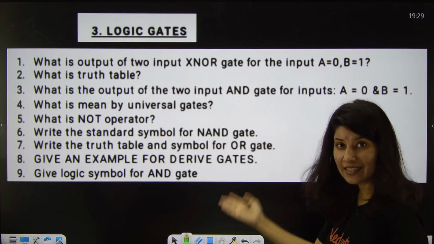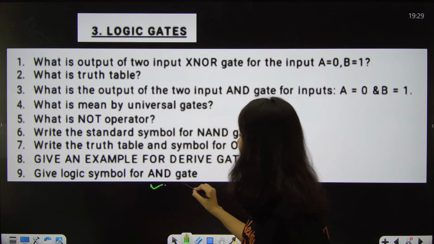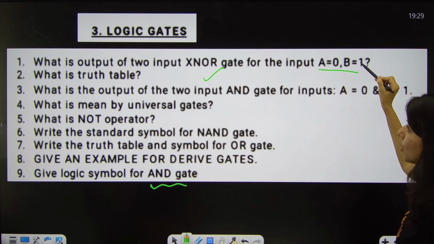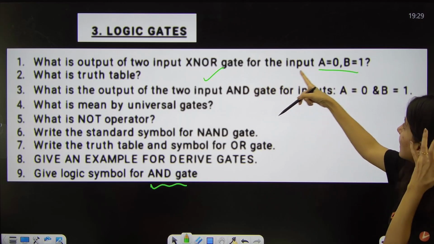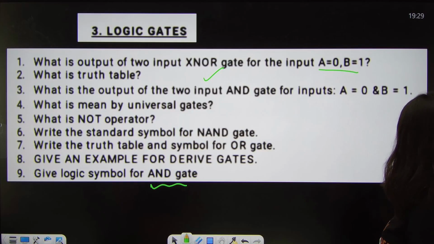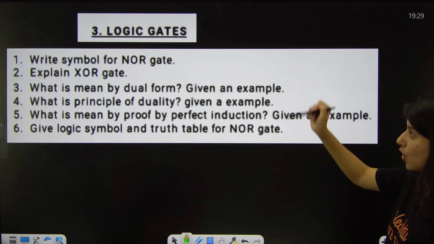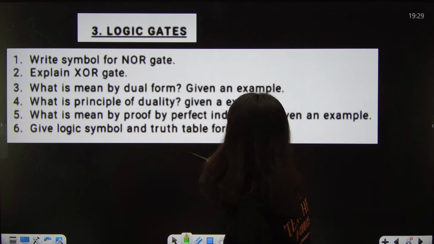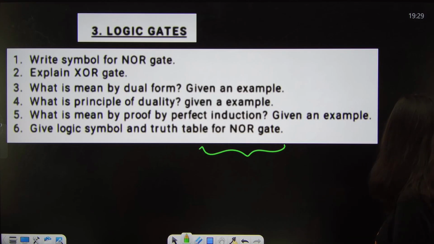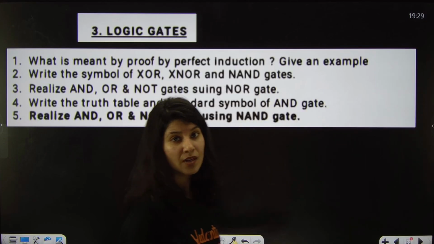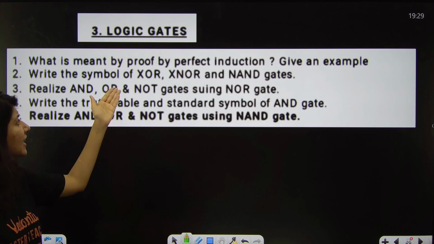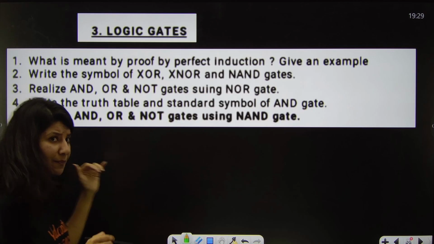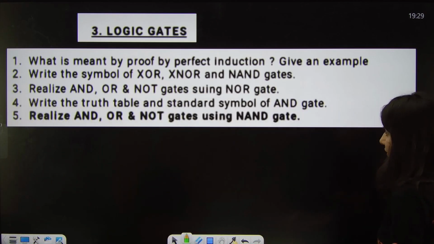Okay, and then logic gates. I already told you that truth table and logic symbol you have to understand. NOT operator, NOT gate, what is truth table, XNOR gate. A simple question: for XNOR gate, if A is 0, B is 1, what will be the output? I told you. Then the NOR gate, XOR gate, principle of duality. Give logic symbol and truth table of NOR gate. So you have to do it in NOR gates. Again, higher marker questions. NAND gate, XOR gate, XNOR gate. So do all the gates and they will ask you whatever they want to. The symbols and Boolean expression, everything you have to do in gates.